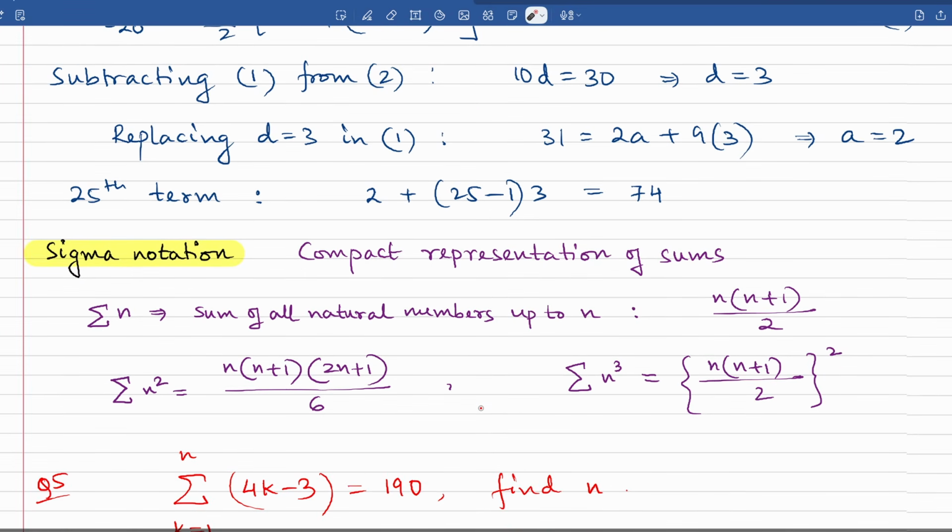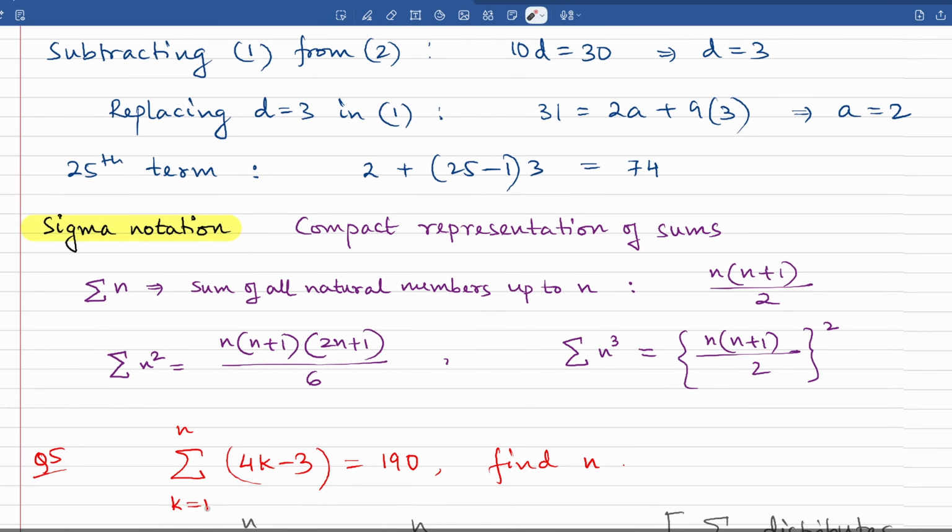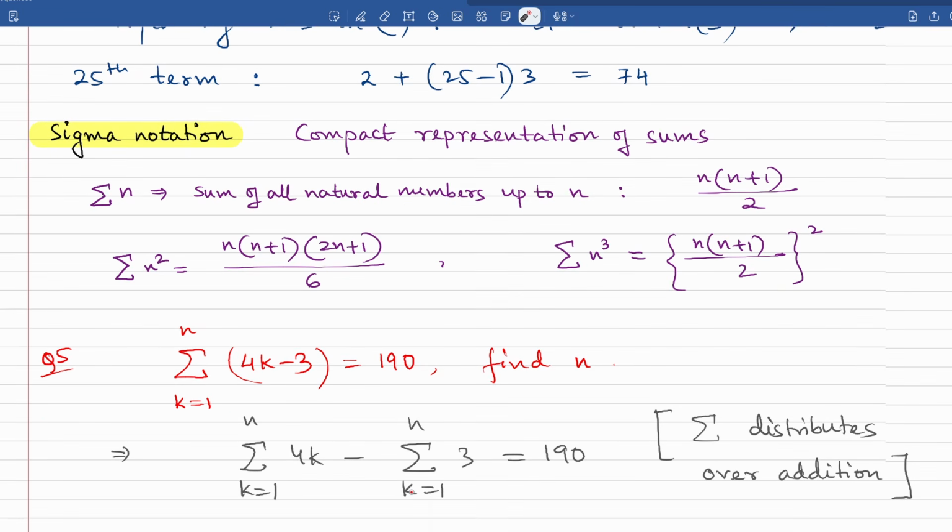For example, try this question. Sigma k is equal to 1 to n, 4k minus 3 is equal to 190. Find n. This sum can be done in two ways.